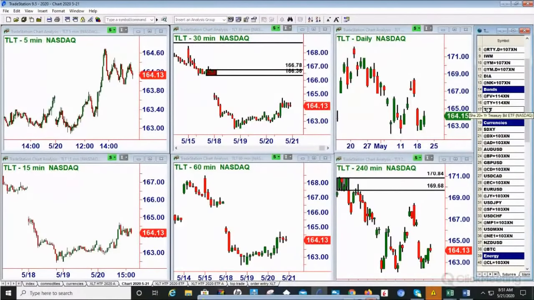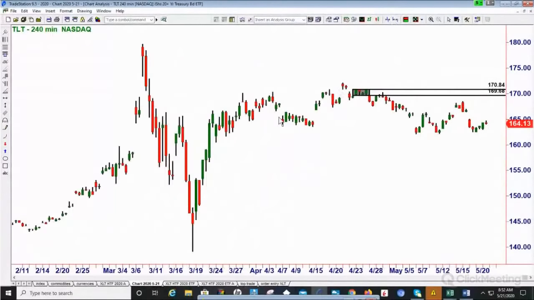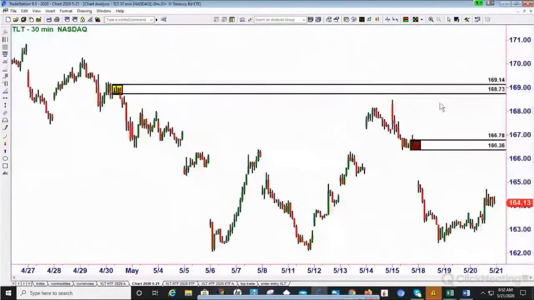On the TLT, you can see the middle. So we're dropping. Same thing, in a very tight little range here. We came off of the 240 on the TLT, came back to the bottom of the range, and now we're starting to move back up again. Here we have the gap in between that range, coming in at 166.36 to 166.78. Then outside of the range a little bit, that's going to take us to the next supply level coming in at 168.73 to 169.14.